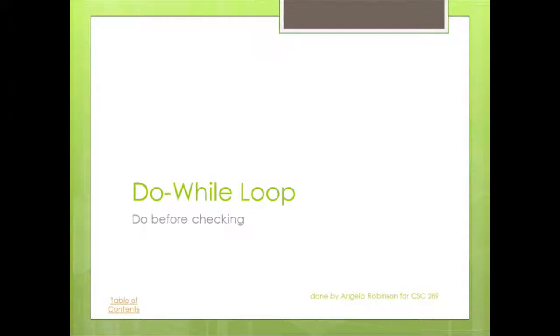Just like the while loop, the do-while loop performs statements as long as the Boolean expression is true. The difference is that this loop checks the condition after performing the statements instead of before. This is called a post-test loop.